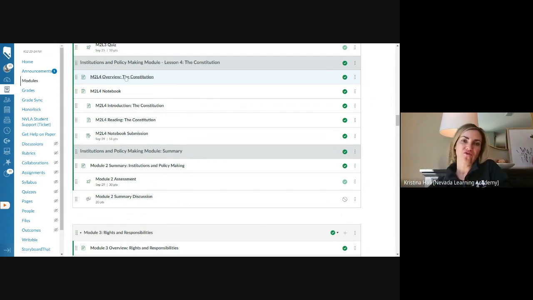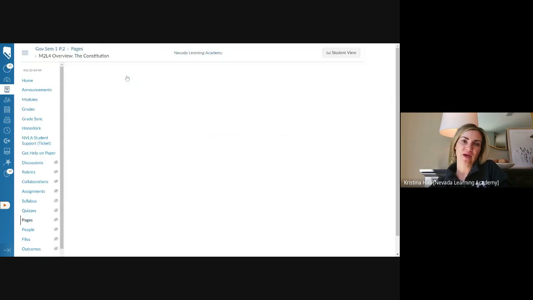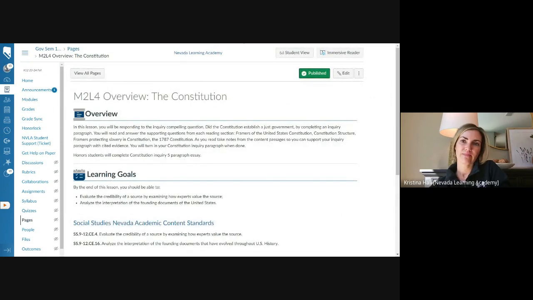So we're going to go to the overview page. So the Constitution, the overview page. Give me a thumbs up once you're in Canvas, you're with me. One of the best ways you can improve your grade is just doing work with me in class. We get a lot of work done here in class. I go over a lot of stuff in class.